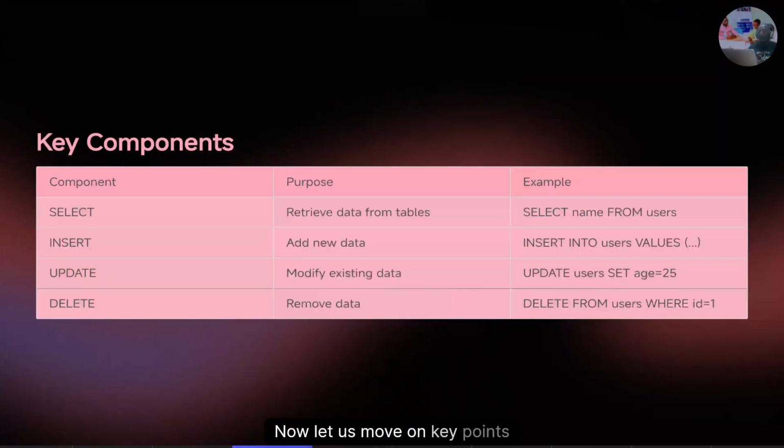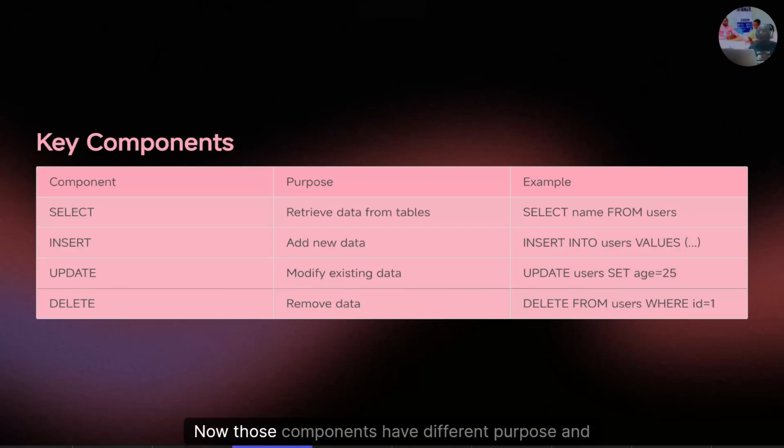Now let us move on to the key components in SQL. SQL has different components. However, the main key components are the following. We have select, insert, update, and delete. Those components have examples on the left about how you can use them. Select is used when you want to retrieve data from a table. Insert is used when you want to add new data.